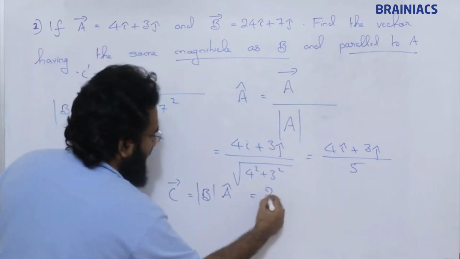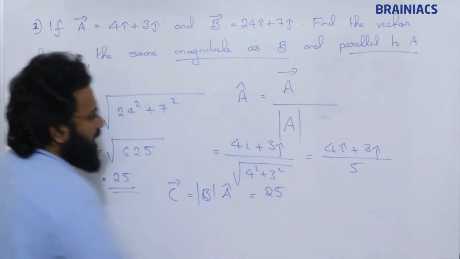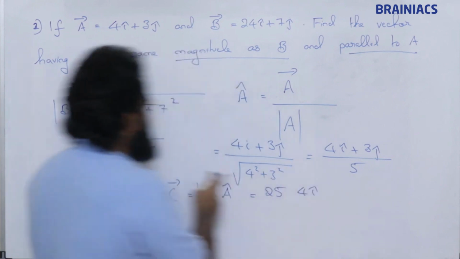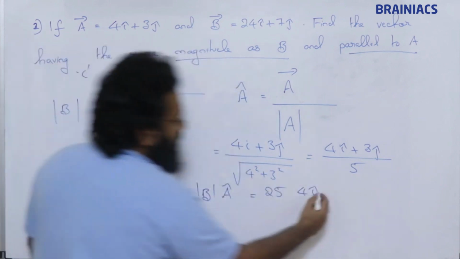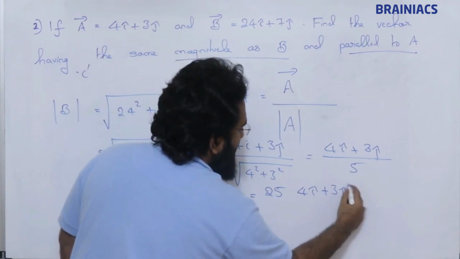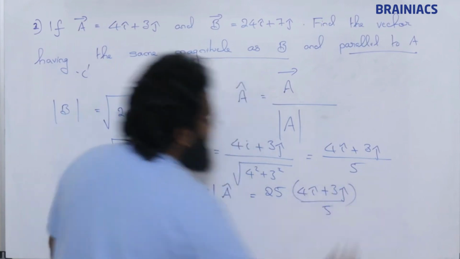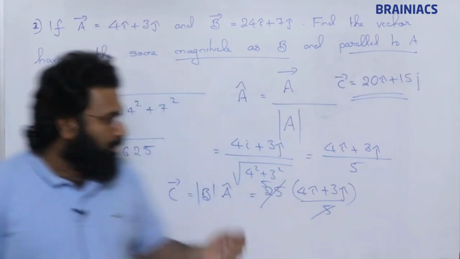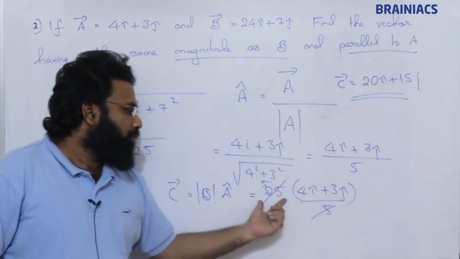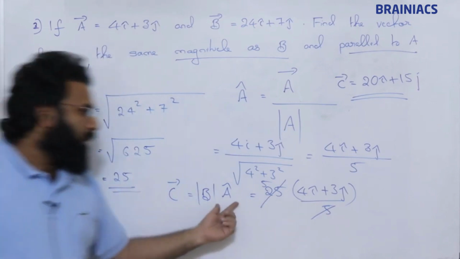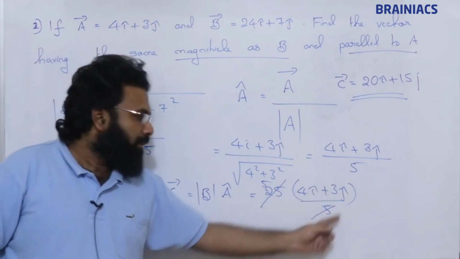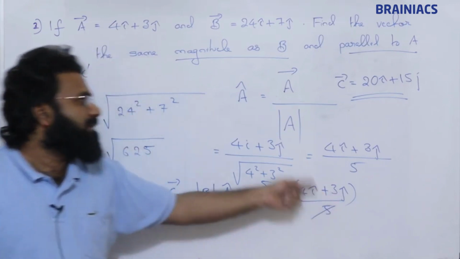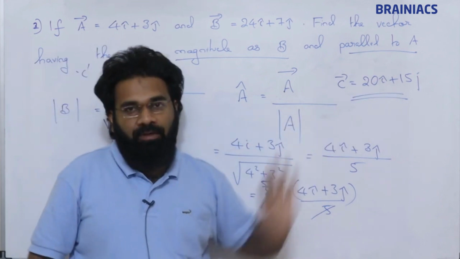So what is this? Magnitude of vector B is 25. Direction or unit vector of vector A is this: 4i plus 3j divided by 5. So this 25 will be cancelled off, this will be 5. Okay, so when you multiply magnitude of B into unit vector of A, 25 cancelled, 5 into 4i plus 3j, if you multiply inside we will be getting 20i plus 15j.